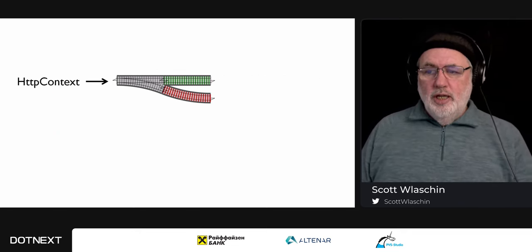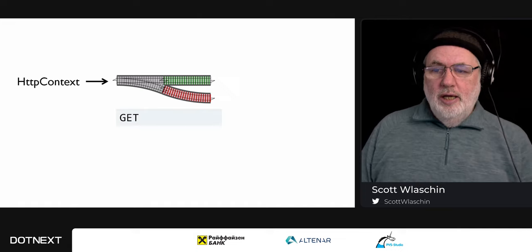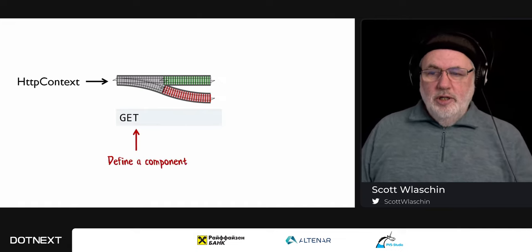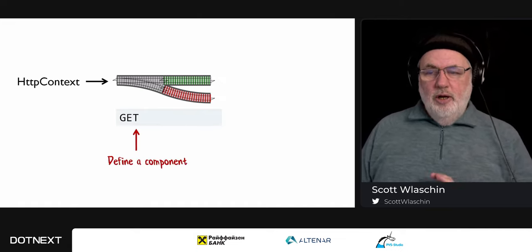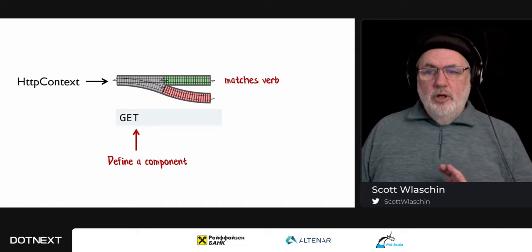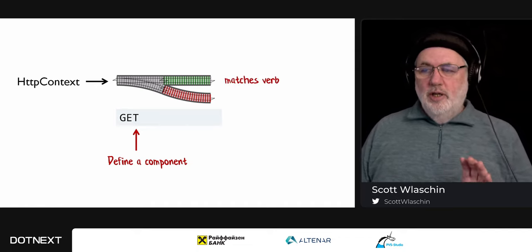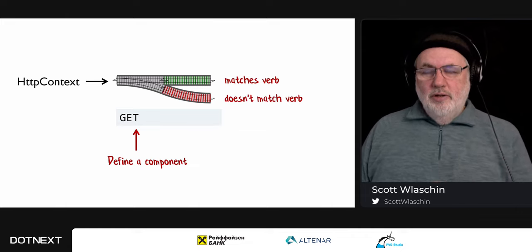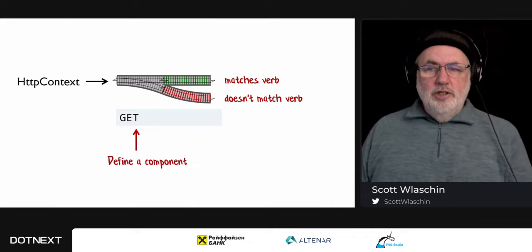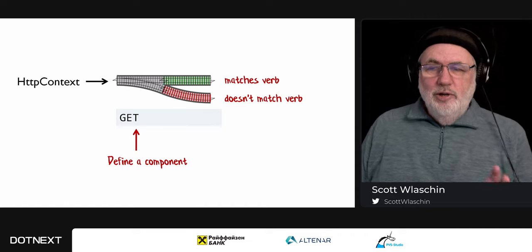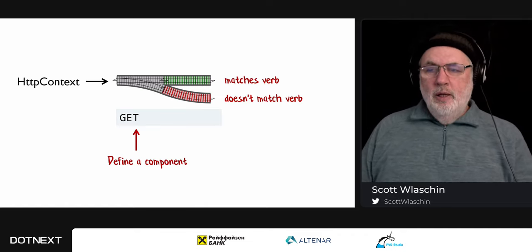So let's look at a real example of a component. Let's look at something called get. This is my first component. All it does is look at the verb in the request. If it's get, it's yes. And if it's not get, it fails. That's all it does. That's the one thing it does. It's a single responsibility. You can't get much more single responsibility than that.